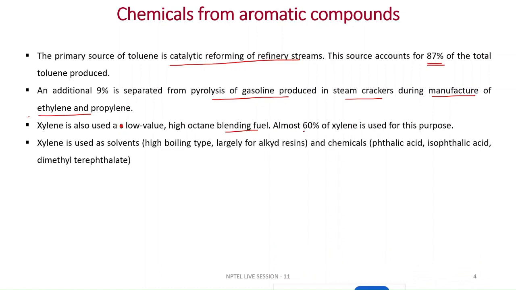And almost 60% of the xylene is used for this purpose, for the blending of fuel. Now the xylene is also used as solvents, high boiling type in largely alkyl resins, and the chemicals like phthalic acid, isophthalic acid, dimethyl terephthalate. So for these cases, xylene is hugely used.